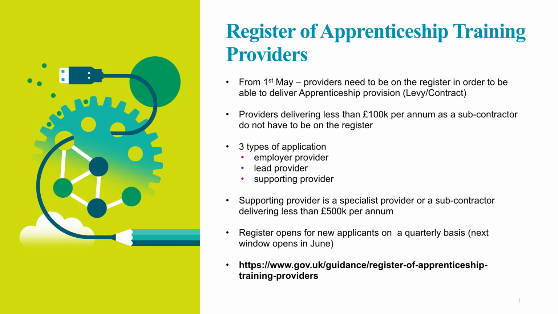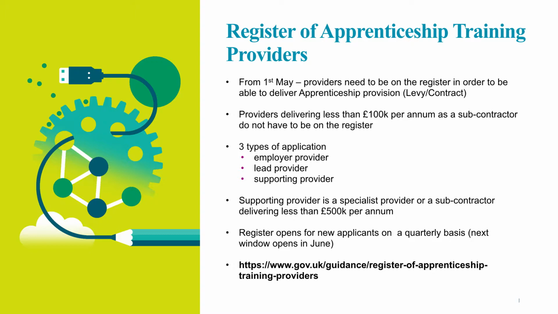So for an employer who wants to coordinate their own delivery, we are seeing a lot of employers on the register as employer providers. Again, they tend to be the larger national employers, but there are some smaller employers as well that are looking at going on the register because they want to control their delivery of apprenticeships and, in their instance, the levy spend.